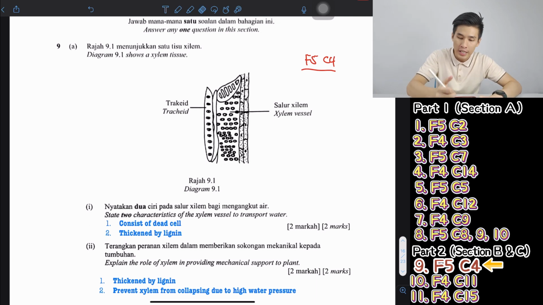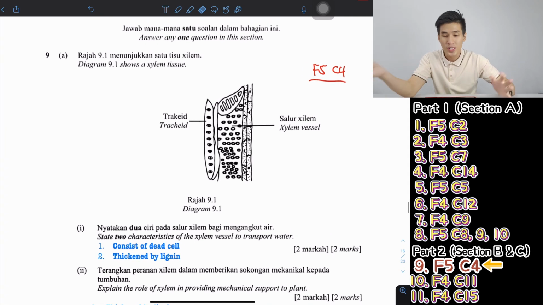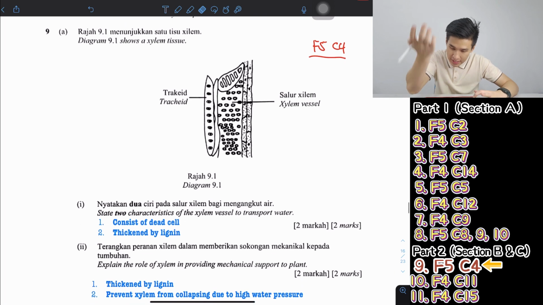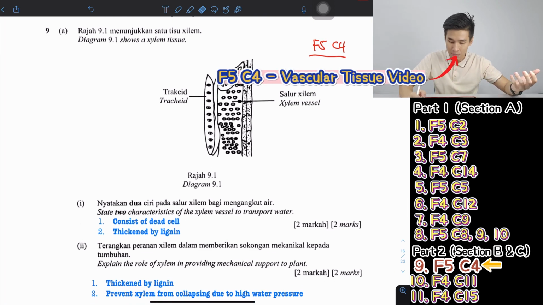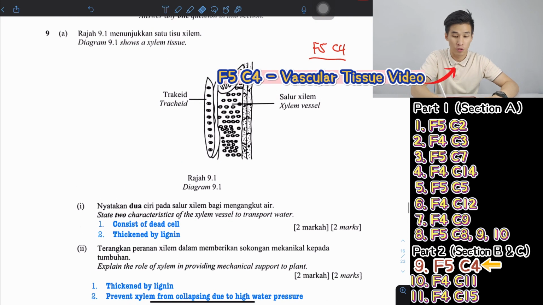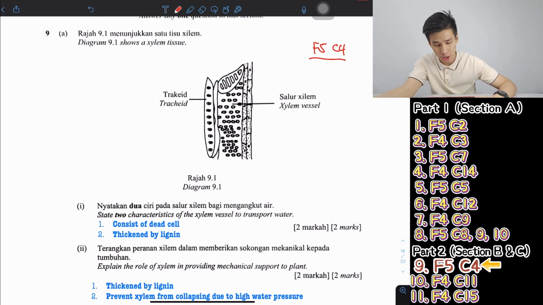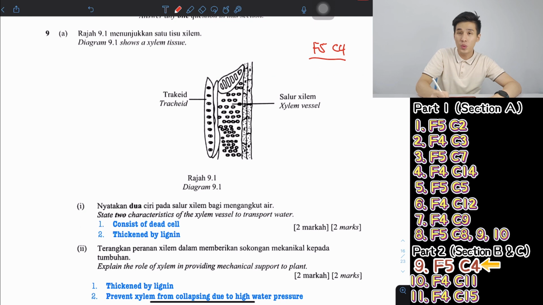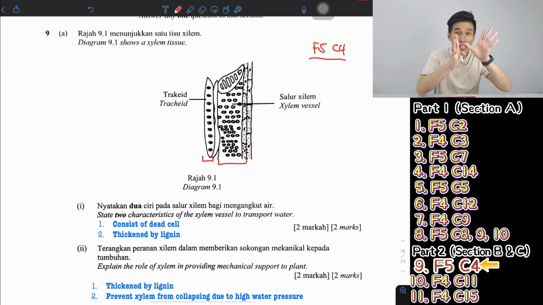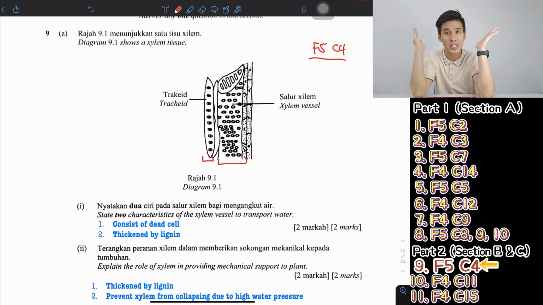Okay, so Chapter 4 is about our vascular tissue, xylem and phloem. But you can see here, this is showing you xylem. So we'll be doing xylem only for this question. Now, if you still cannot differentiate between the xylem and phloem structure, xylem always has two tubes. One thinner one called the trachea and one thicker one called the xylem vessel.